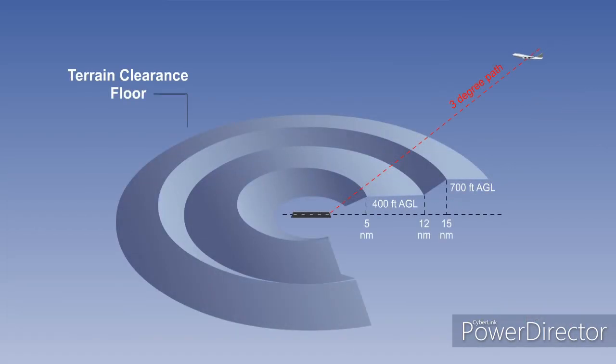In addition, a terrain clearance floor has been developed around all airports to warn against potential premature descent on non-precision approaches like VOR NDB approaches.